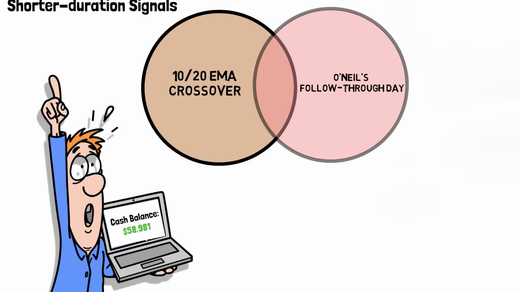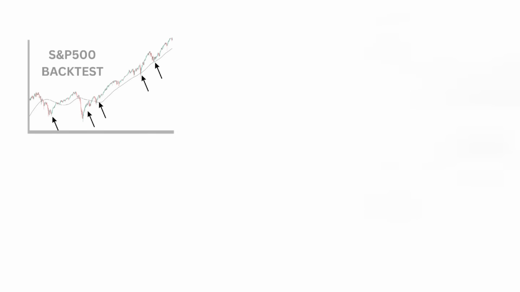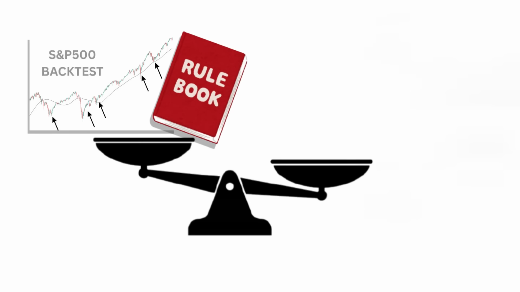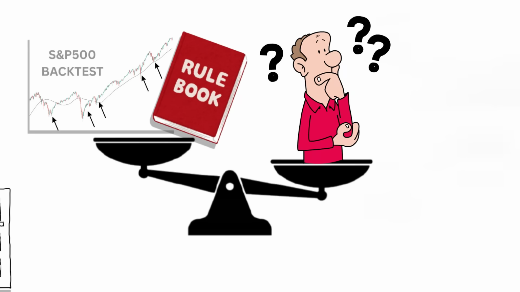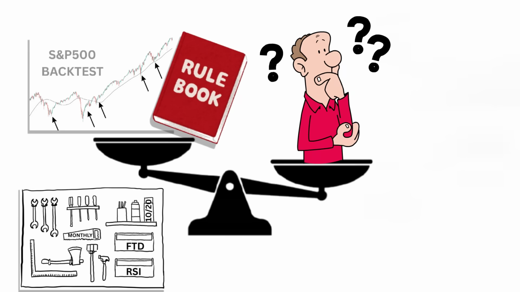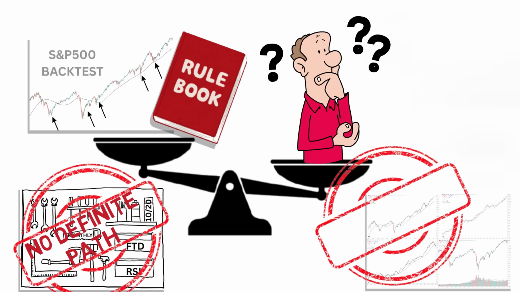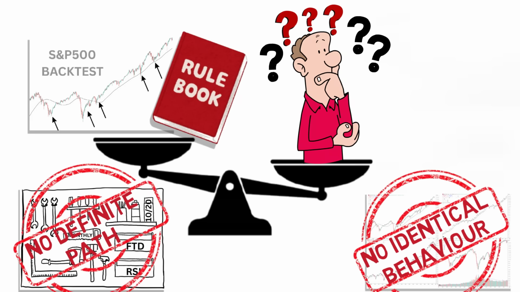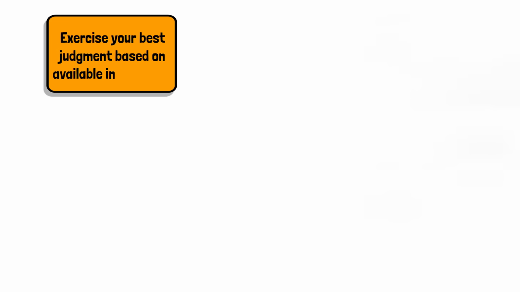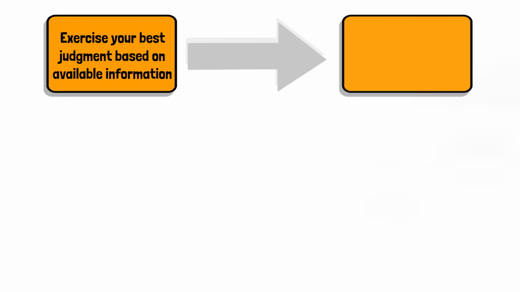Remember, regardless of backtesting, thoroughness, and objectivity from rules, trading contains substantial subjectivity. Not all tools and indicators provide definitive paths. Not all declines and bull runs behave identically. The road ahead will always contain uncertainty. The key is exercising your best judgment based on available information, while remaining quick to adapt when conditions shift.